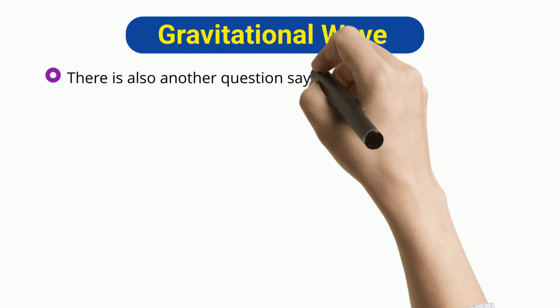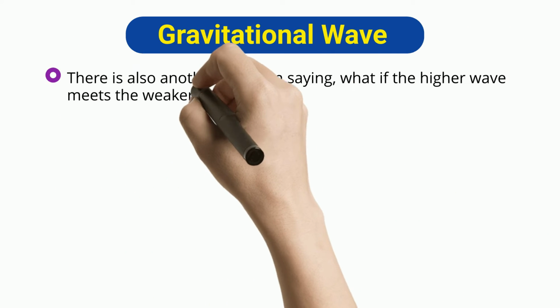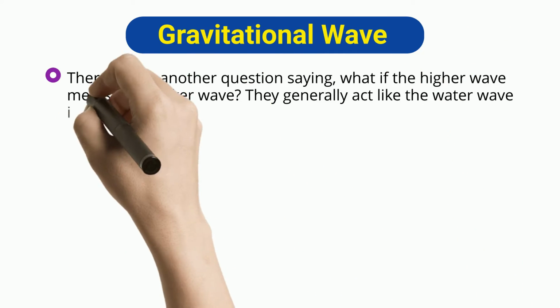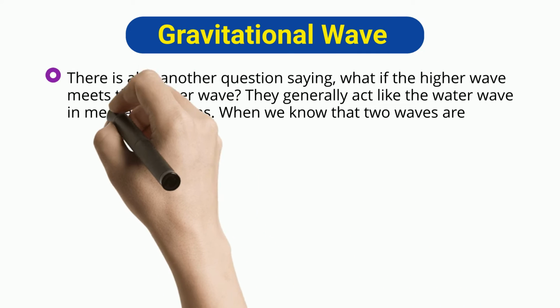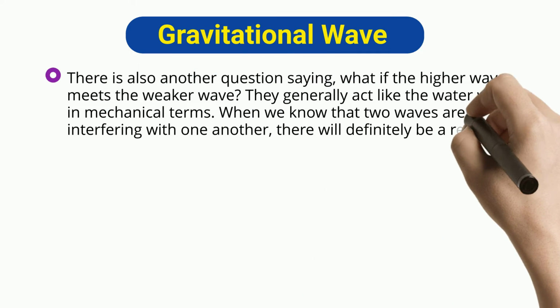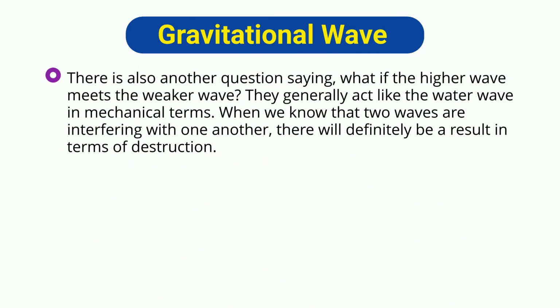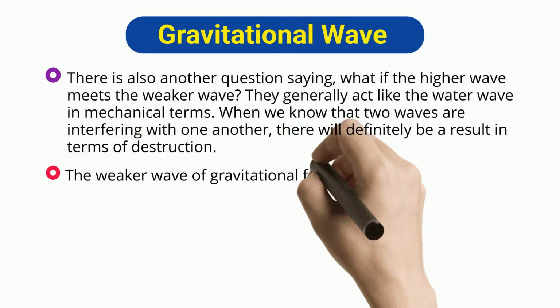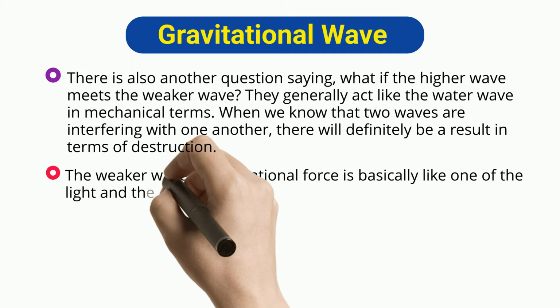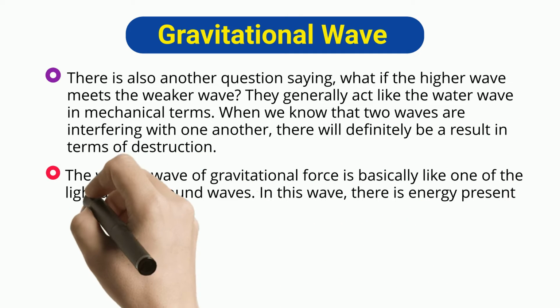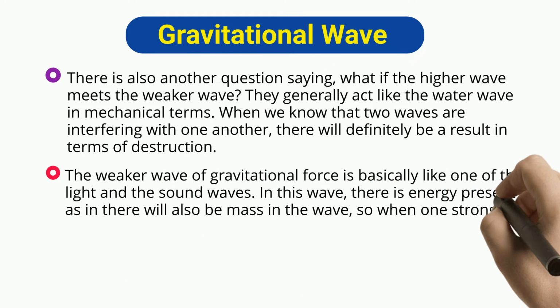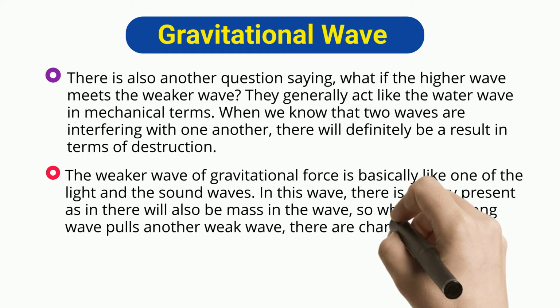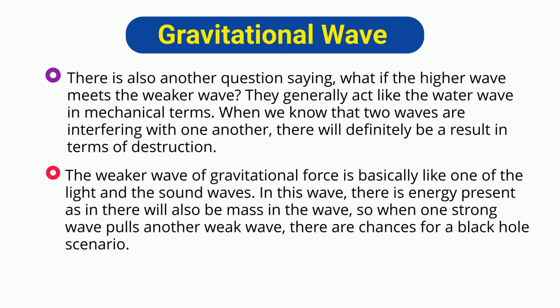There is also another question: what if the higher wave meets the weaker wave? They generally act like the water wave in mechanical terms. When we know that two waves are interfering with one another, there will definitely be a result in terms of destruction. The weaker wave of gravitational force is basically like light and sound waves. In this wave, there is energy present, as in there will also be mass in the wave, so when one strong wave pulls another weak wave, there are chances for a black hole scenario.